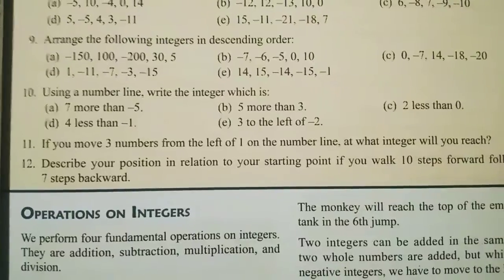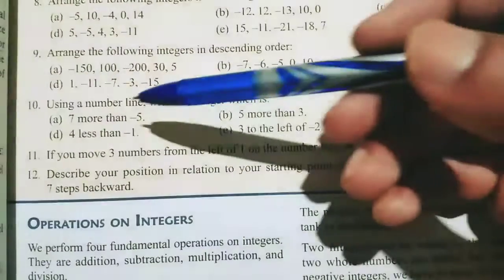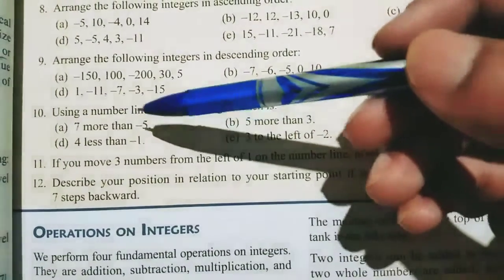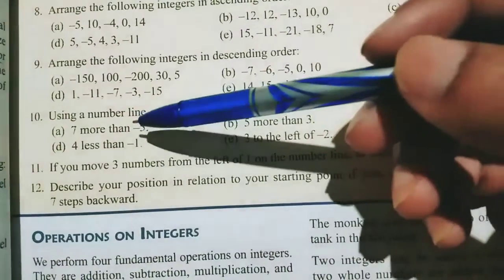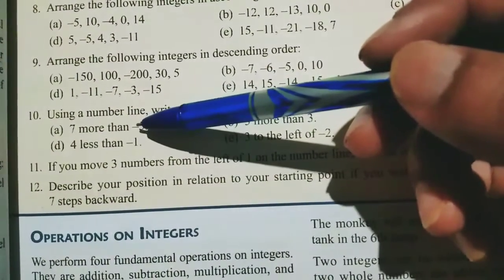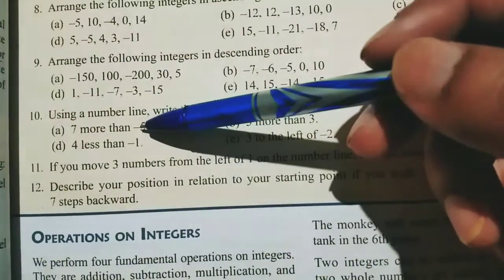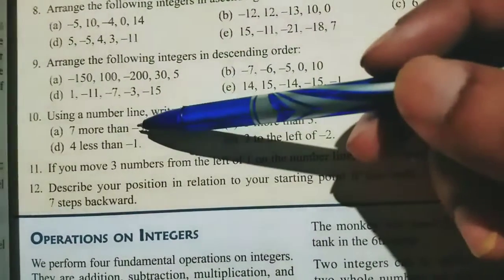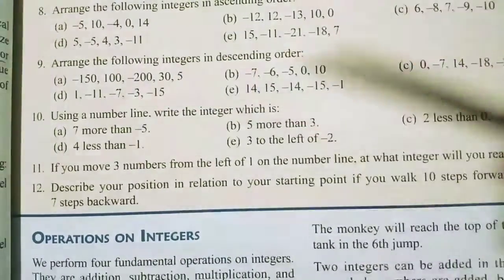Okay. Now students, question number 10. Using a number line, write the integer which is 7 more than minus 5. So you have to make the number line and show it in this way. You have to see which number will come. If you plot 7 more than minus 5, that means you have to go forward. Minus 5 plus 7. When you move forward from minus 5, forward means right hand side. Then which number will come?